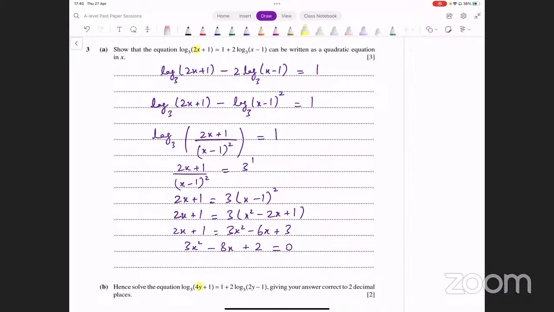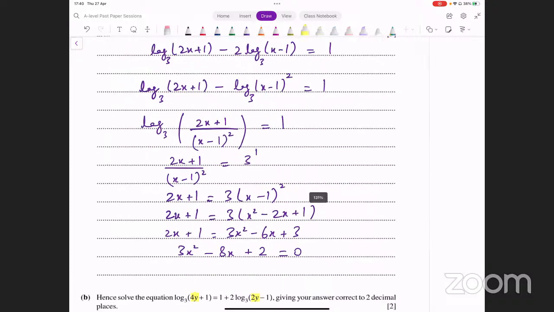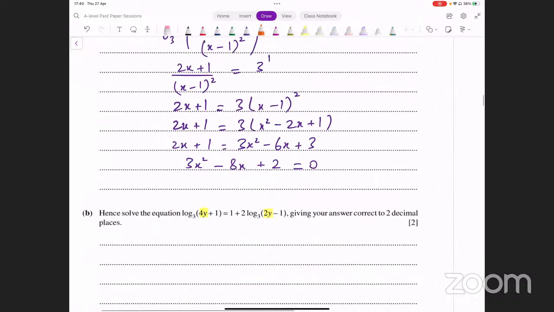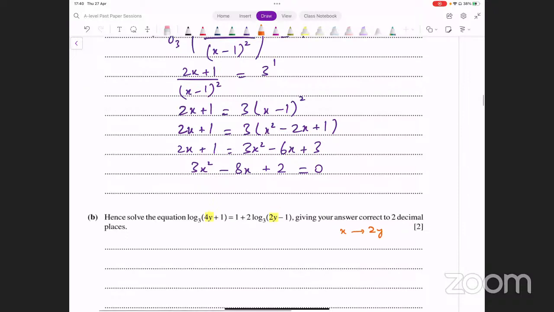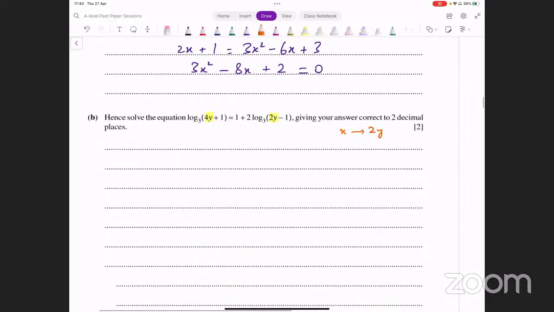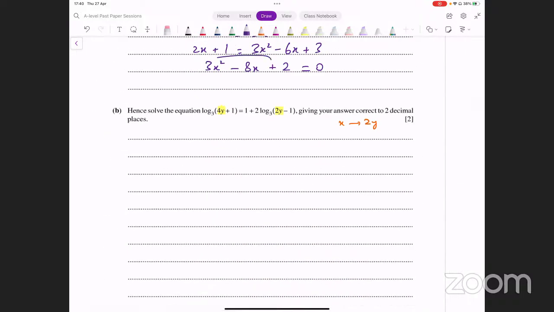4y आ गया. और x की जगह पे क्या हो गया? 2y आ गया. So essentially what has happened is, in place of x, you have 2y here. All right, in place of x, you have 2y here. तो हम क्या करते हैं? पहले तो इसी equation को solve कर लेते हैं. ठीक है? So there are 2 ways of thinking about this.